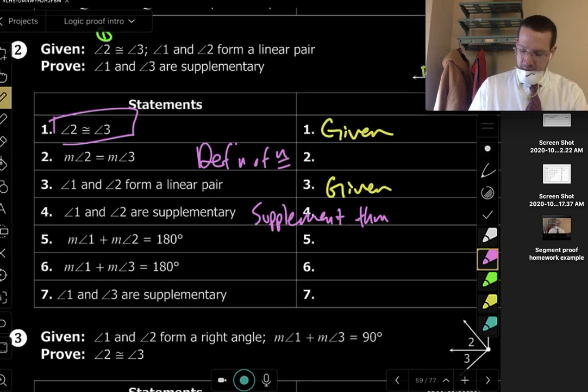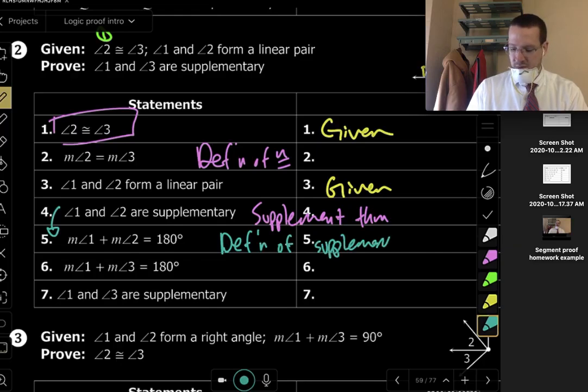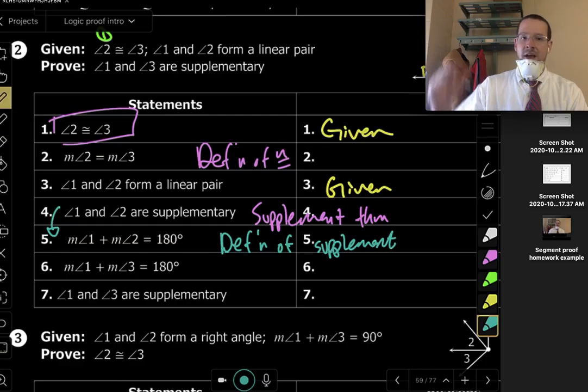And if they are supplementary, going from 4 to 5, if two angles are supplementary, then their sum is 180. And that is the definition of supplementary. So the theorem says that a linear pair is supplementary. The definition says supplementary has a sum of 180.